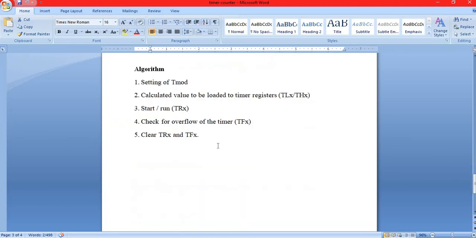Now we will take a look at the algorithm which we will be using in the code. Initially you need to set the TMOD register, then calculate the value to be loaded into the timer registers TLX and THX. Then start the TRX bit. Then check for overflow of the timer, which is the TFX bit. Then clear the TRX and TFX. This is some brief introduction about timers and counters.